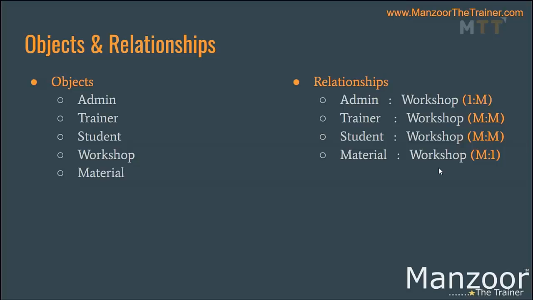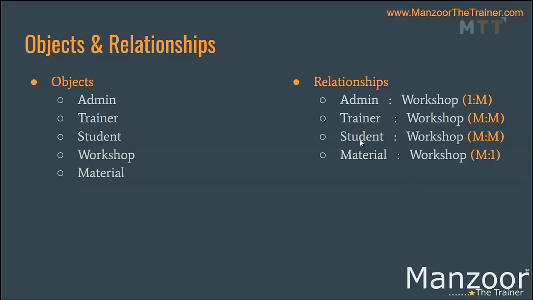One workshop can have many materials, but one material cannot belong to multiple workshops. Material in the sense source code for this application. For this workshop, we have our source code, so I want to share it. Is this clear? Then simple, right? How many tables we will have?